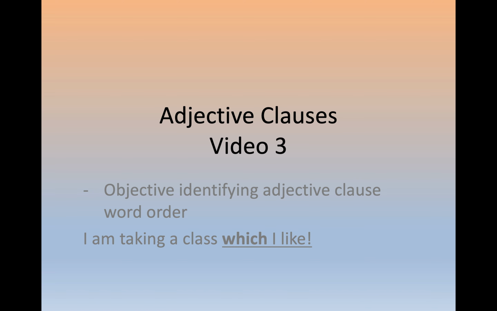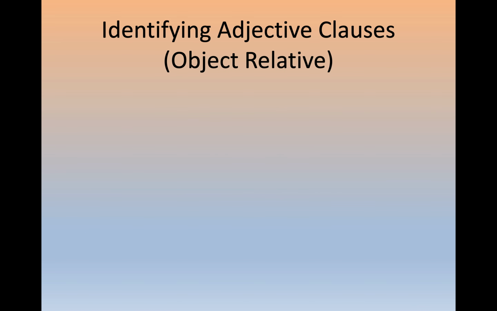Which I like is an adjective clause describing the class. I need this adjective clause to know what class the sentence is talking about, so it's identifying, there's no comma. Also, which is a relative pronoun that replaced an object. I am taking a class, I like it. I am taking a class which I like. Let's look at some examples.